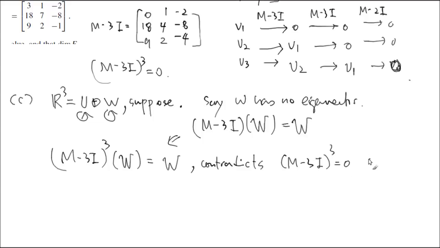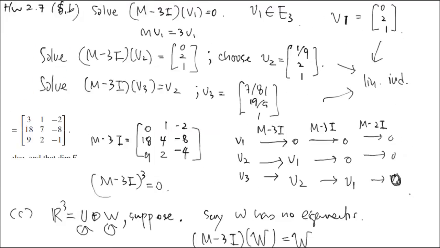Cubed is the 0 matrix. Everything is 0. All right? So that's why this one is indecomposable. So whenever you have this structure pulled out, that whole space is indecomposable. You see what's going on?